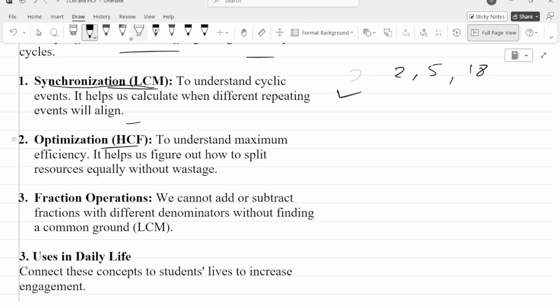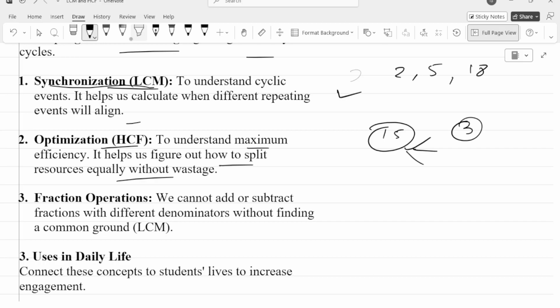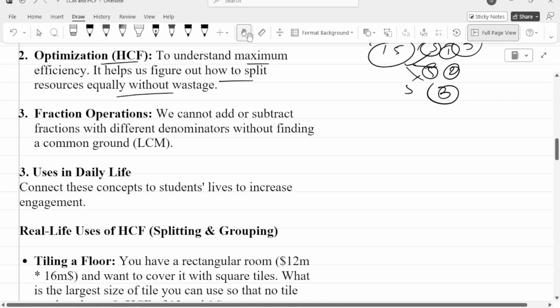Optimization, HCF. To understand maximum efficiency, it helps us figure out how to split resources equally. For example, I have 15 things. I and three friends are there. I want to split them equally among everyone. So here is the first person, second person, third person. We distribute 5, 5, 5. So this is the optimization method. And then fraction operations.